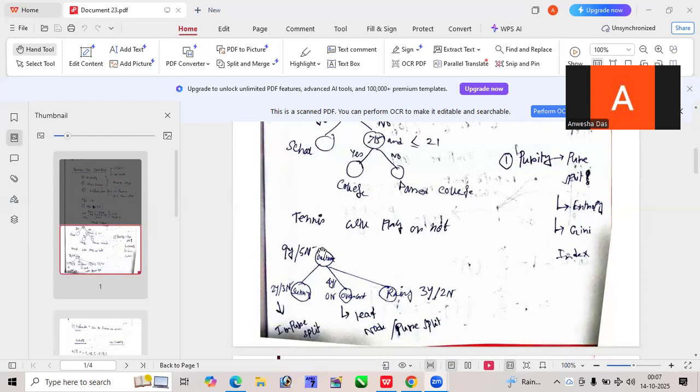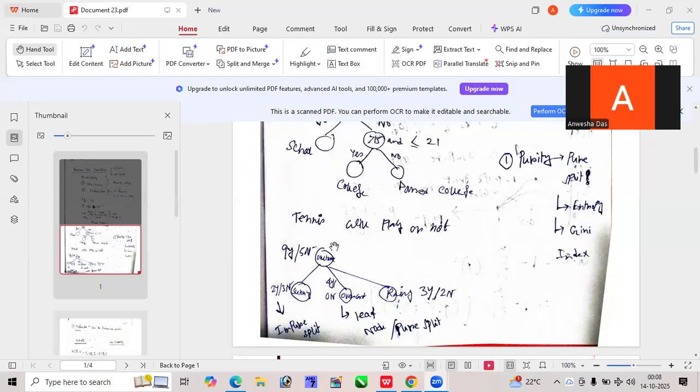Here, I have taken one data set. This is a very famous data set. In this type of data set, it is showing whether the tennis match will happen or not. Based on what? Based on the outlook. If the weather is sunny, overcast, or rainy, based on that, the decision tree will check whether the match will happen or not.